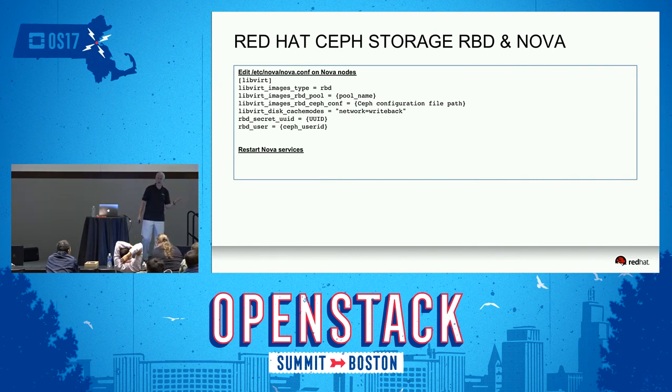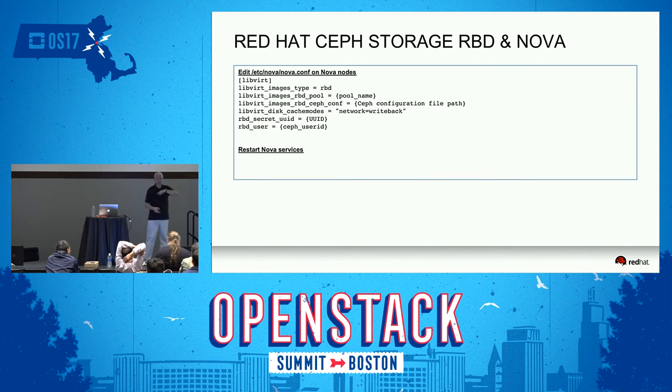RBD does support different caching mechanisms, and one of them is known as the writeback caching mode, so that we actually use the RAM directly on the client so that we can perform the IO requests directly in cache. So we maintain a cache on every single Ceph client node, but in the case of Nova, that will be on the Nova compute node.